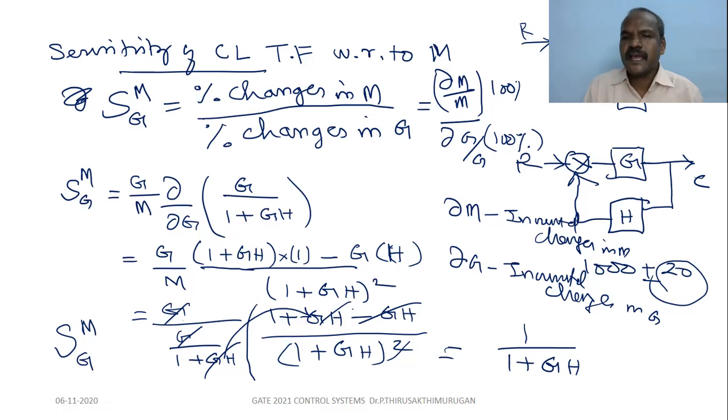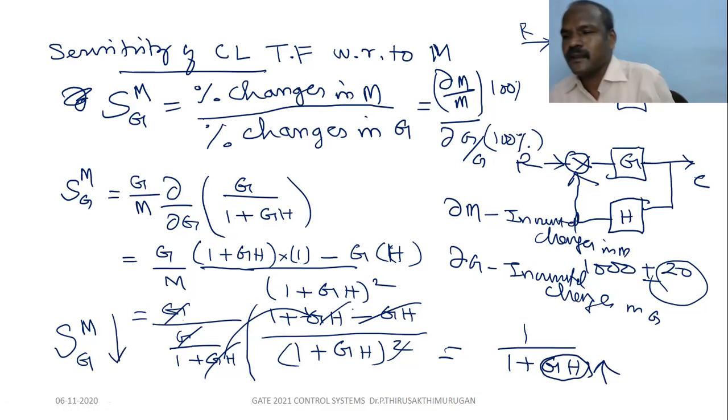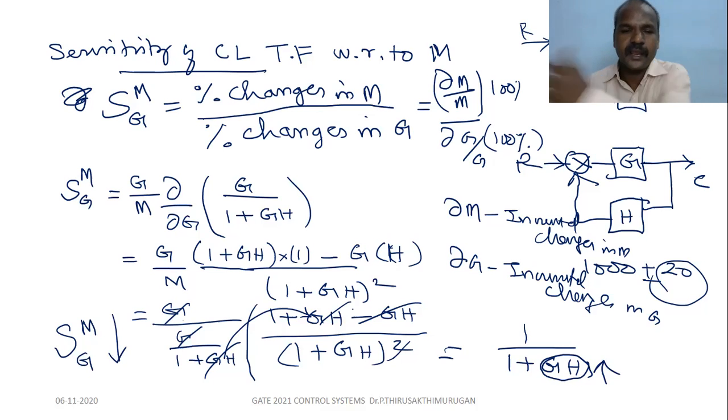This relation shows that the sensitivity function can be made arbitrarily small by increasing the GH value. So if you increase this value, what happens? The sensitivity decreases, provided that the system remains stable. While altering the GH constant, we should not disturb the system stability.